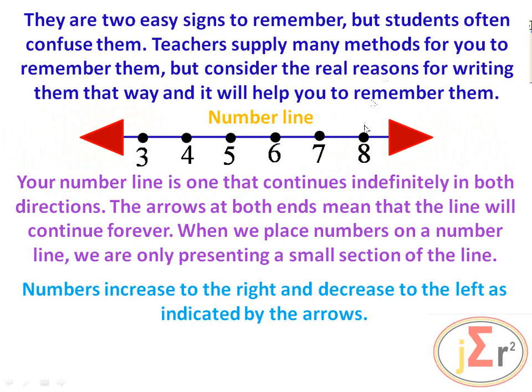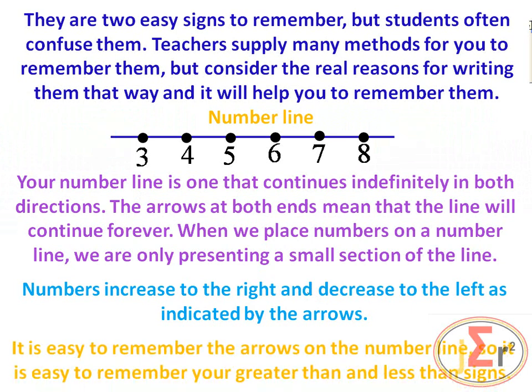So if we continue here, what number will come in this direction, Jerry? 9. Then 10, and 11. Right. And if we go in this direction, what number do we have? 2, 1, 0. Right. So the arrows show that the line continues in this direction and in this direction indefinitely. Also, when we go here, we are going 8, 9, 10, and so on. When we go in this direction, we are going 3, 2, 1, 0. So numbers increase to the right and decrease to the left, as indicated by the arrows.